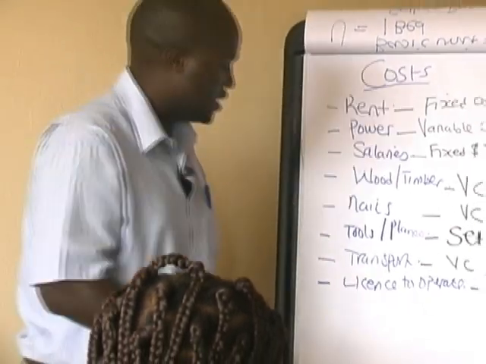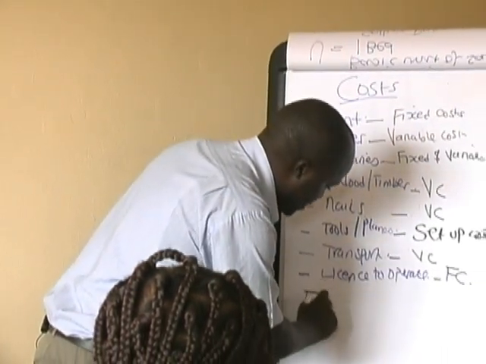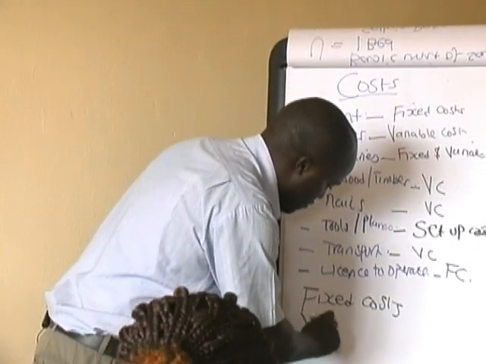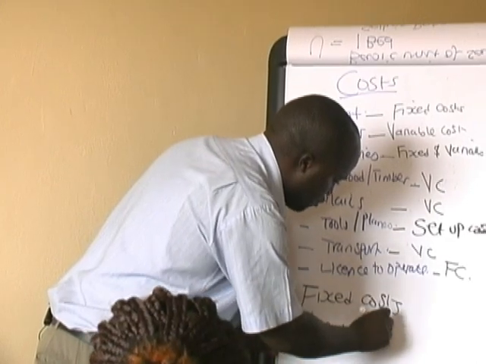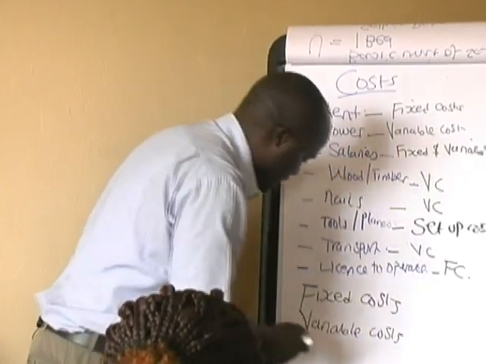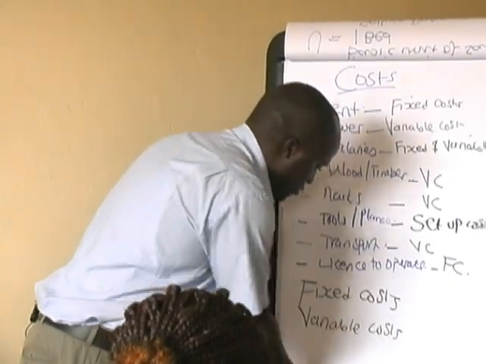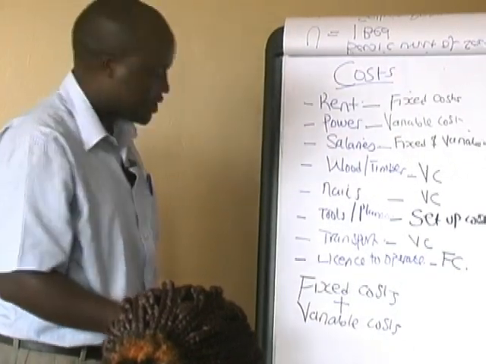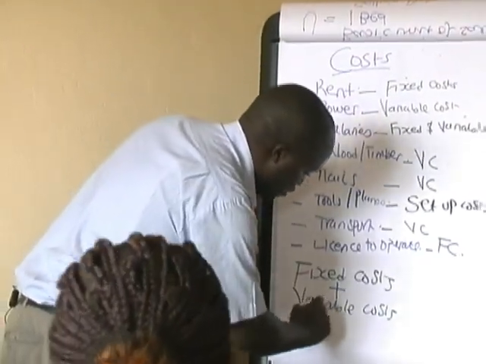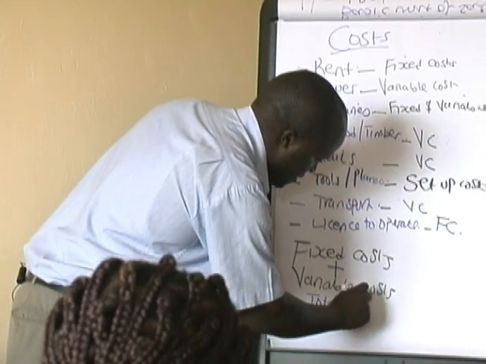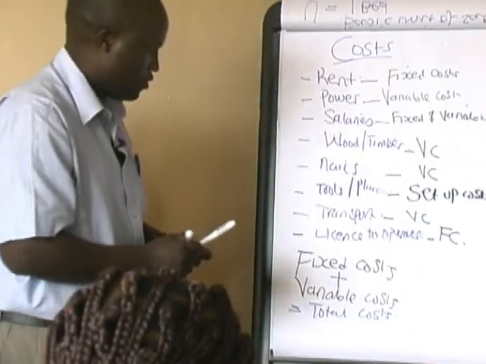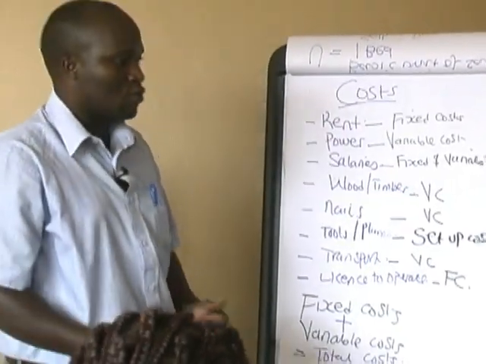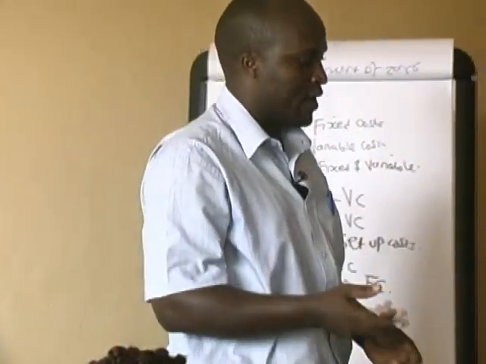We've just learned that in business you have what is called fixed costs, and you also have variable cost. When you take these two and add them together, fixed cost plus variable costs, then you end up with total costs. So having understood the different kind of costs, you need to be able to identify them. It's always good to know which of these costs you are incurring.